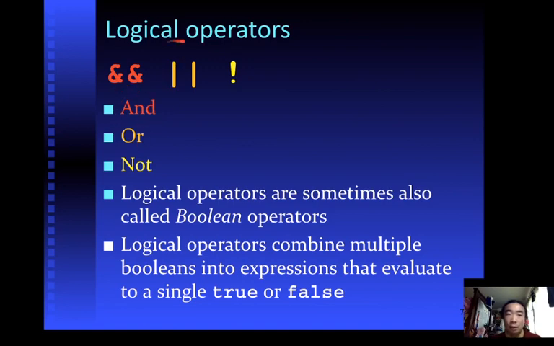These things are parallel bars. To input those, they're typically above your return key: shift, and you press the backslash. There's no space in between them, it's two parallel bars. And the exclamation mark in Java is known as not. These are logical operators, sometimes called Boolean operators.